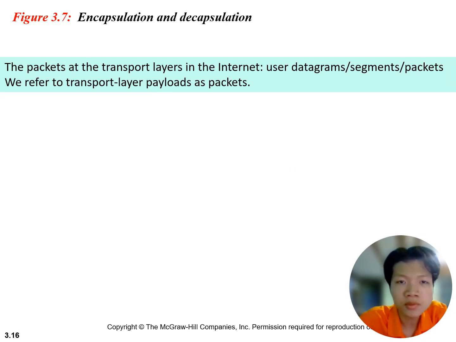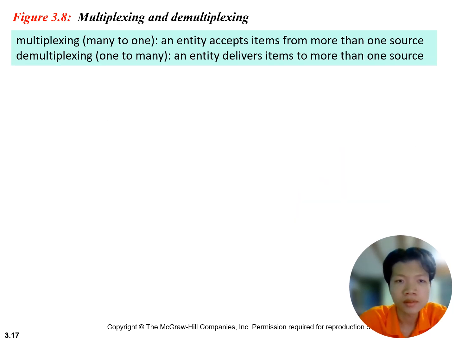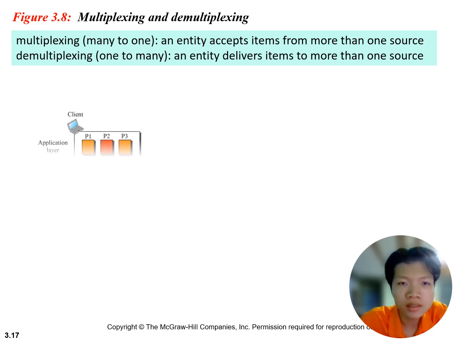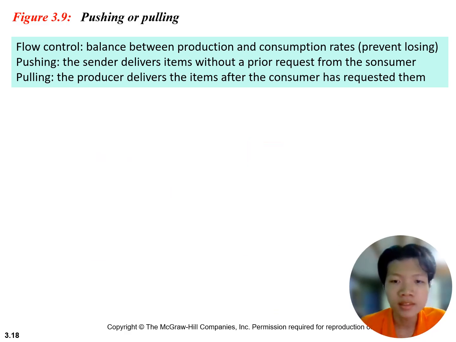This is encapsulation and decapsulation. The packets at the transport layer in the Internet are called user datagrams, segments, or packets. We will refer to transport layer payloads as packets. Multiplexing and demultiplexing. Multiplexing: an entity accepts items from more than one source. Demultiplexing: an entity delivers items to more than one source. Here is a figure to show you which is pushing or pulling.